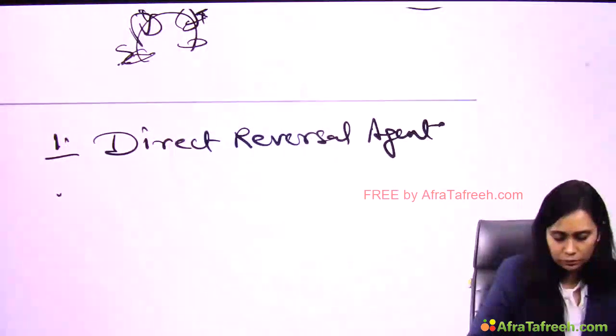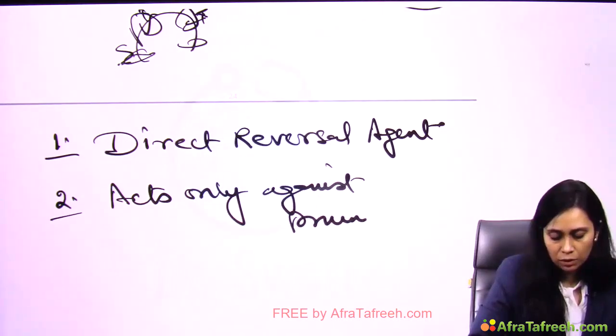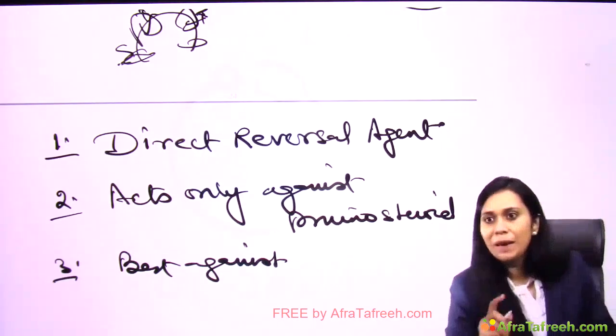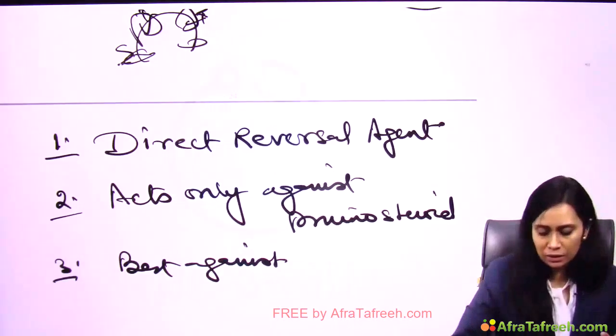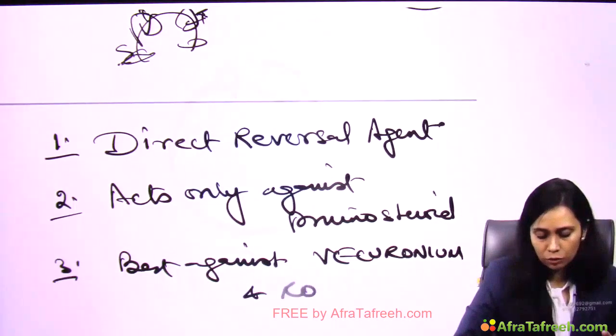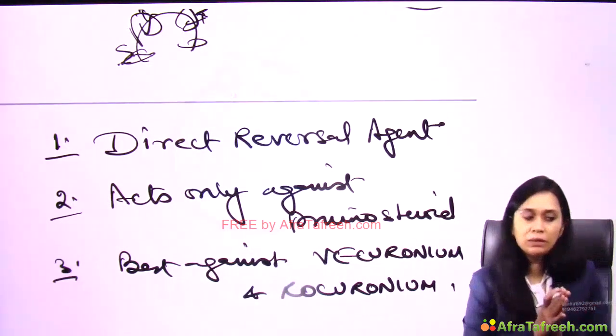So direct reversal agent, then acts only against aminosteroid, and best against, it acts best against vecuronium and rocuronium. Okay? It acts best against vecuronium and rocuronium.